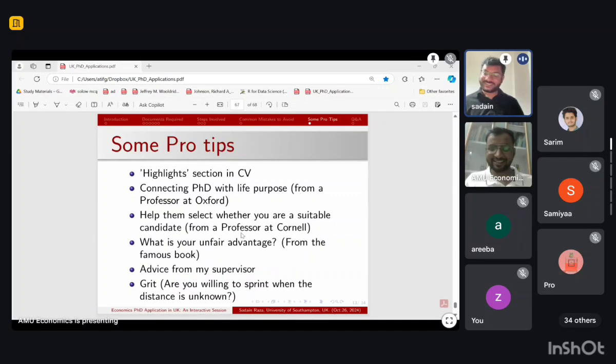And the main question is, are you willing to sprint when the distance is unknown? That is from a famous coach who said to his players that the distance is unknown, meaning that you never know when you will be selected, and you will have to work till you get selected.